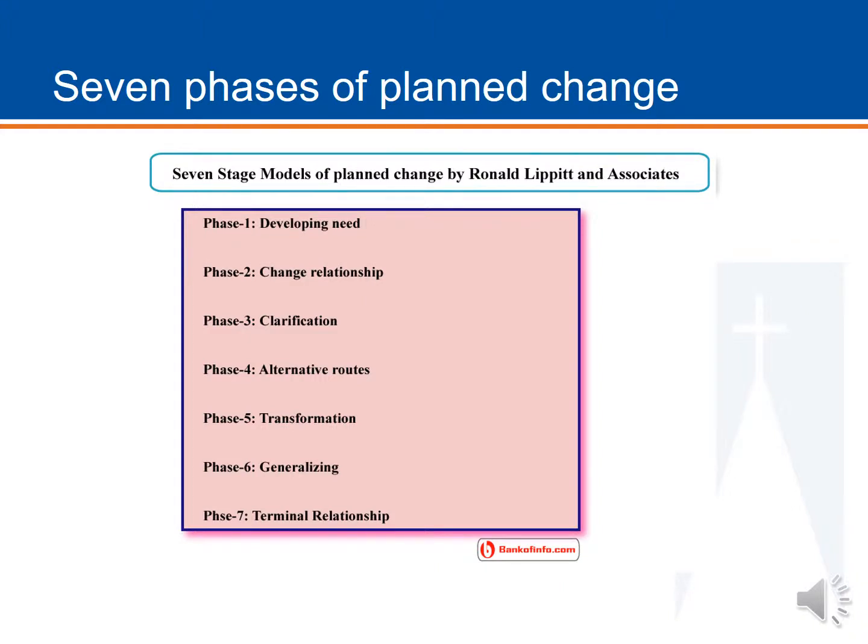The next change theory that we're going to talk about is the 7-stage model of planned change, and this is by Ronald Lippitt. And again, this is one that is in that textbook if you have it. And this involves 7 phases. So developing need, so what is the need for change? Changing the relationship, clarifying, identifying alternative routes, so is there another solution that would be beneficial? Transformation, so implementing the change. Generalizing, and then terminal relationship. So terminal relationship in this one would occur once the change has just become part of the environment in which it was implemented.